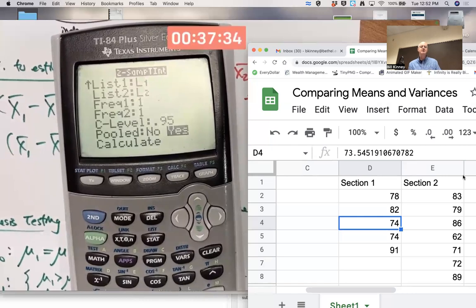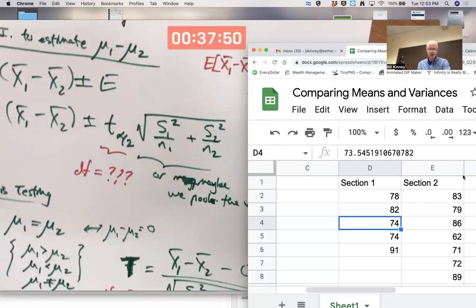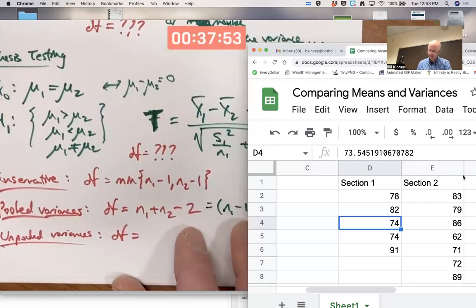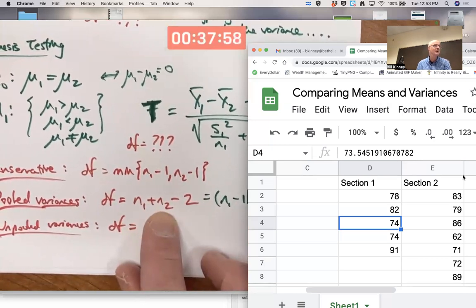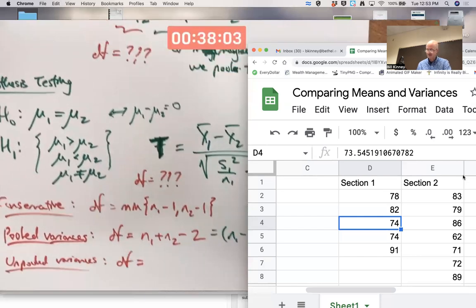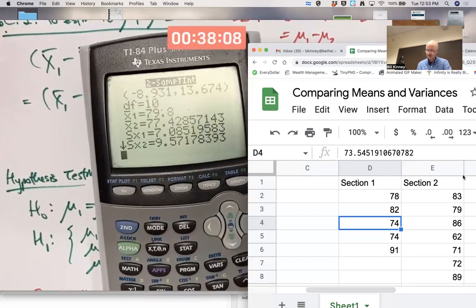Let's just see what happens to the answer, whether I pool or not. So if I pool, yes, keep that as yes. I'm about to calculate a confidence interval. It will also show the degrees of freedom. What degrees of freedom will it show? The calculator is doing it according to the book, so it should show n1 plus n2 minus 2. 5 plus 7 minus 2 is 10. Yep, 10 degrees of freedom.